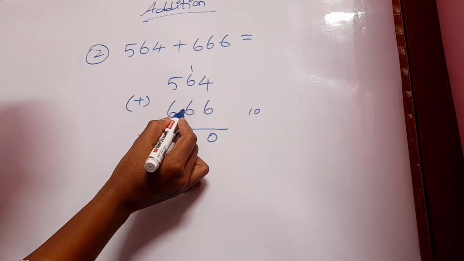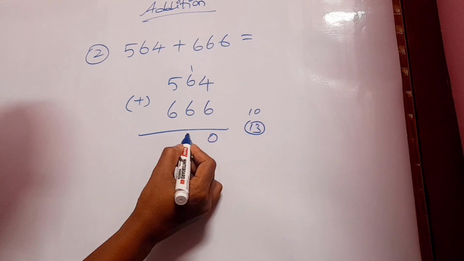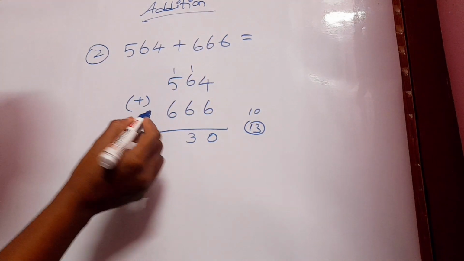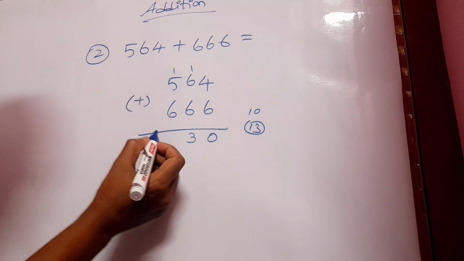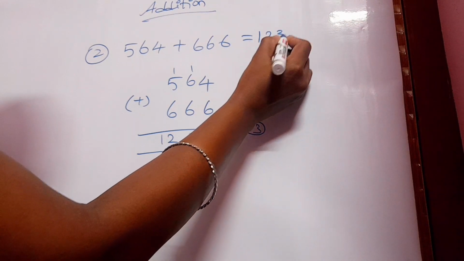6 plus 6, 12. 12 plus 1, 13. 3 will be down and 1 will be at the top of the next row. 5 plus 6, we get 11. 11 plus 1, 12. The answer is 1230.